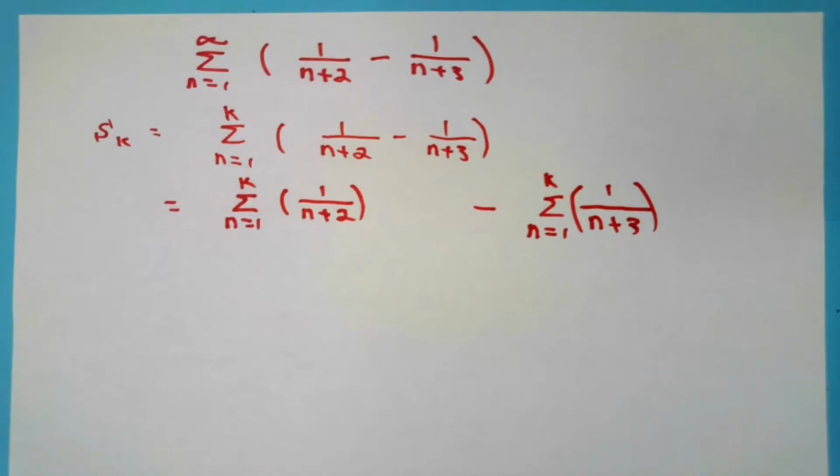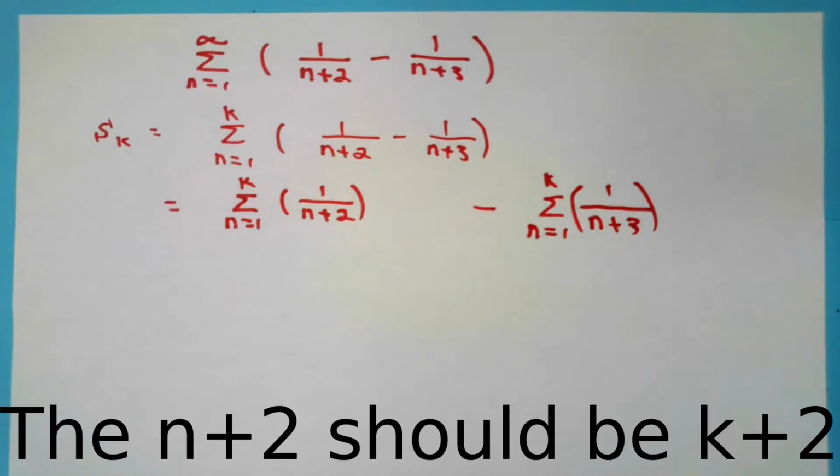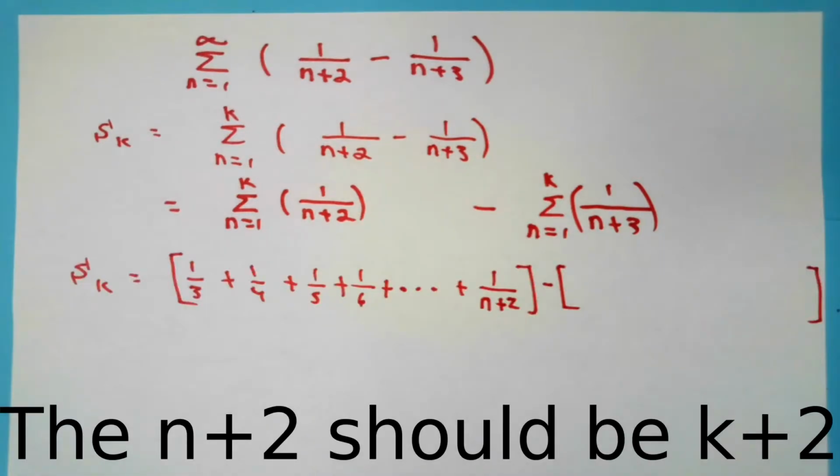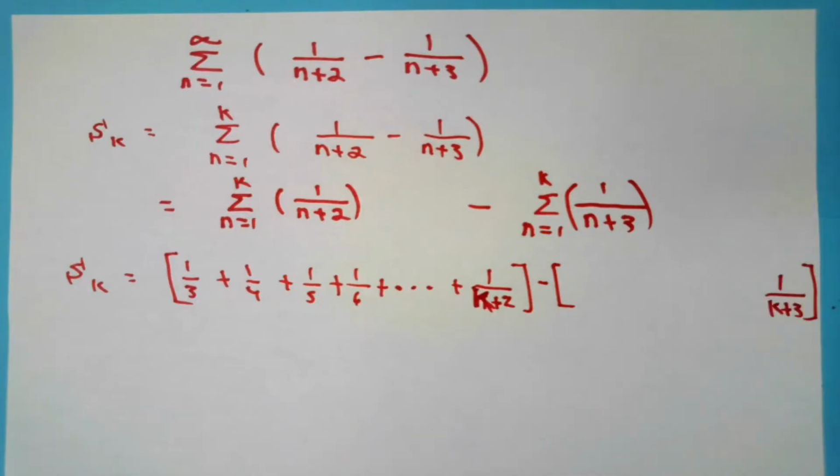In what I'm about to write down, I'm going to write down enough terms in both of these sums so that I can see which ones are in common and which ones are not. In the second sum, the last term is 1 over k plus 3. In the other sum, I had accidentally written n there, but this is partial sum number k, so it should have ended with 1 over k plus 2.